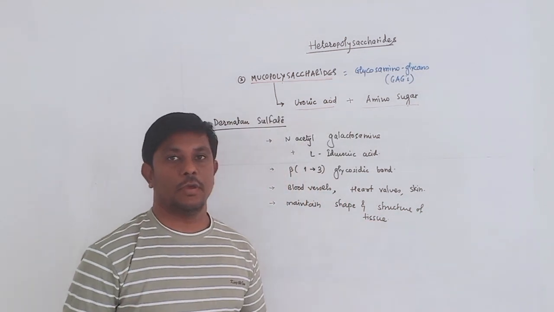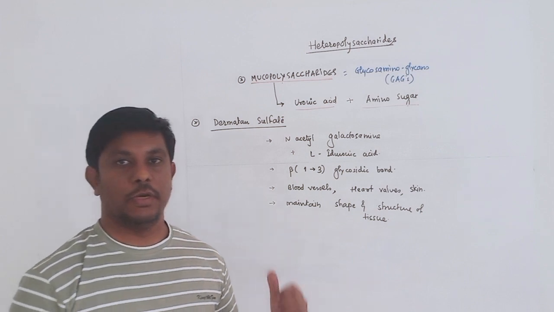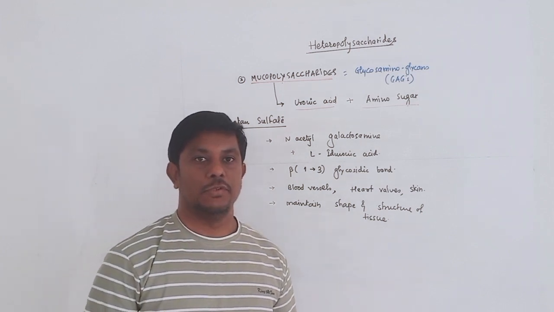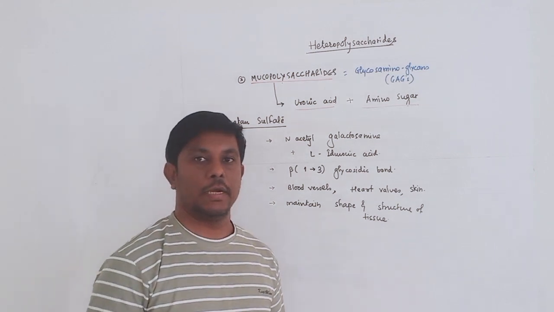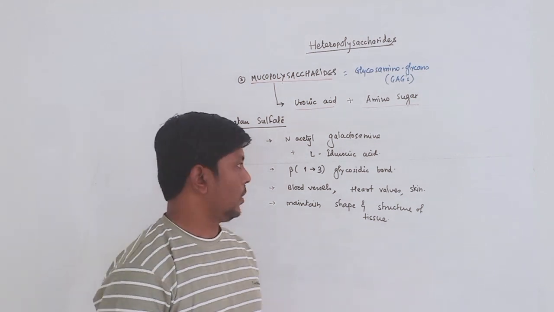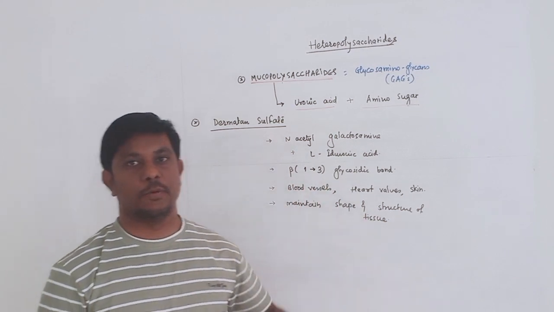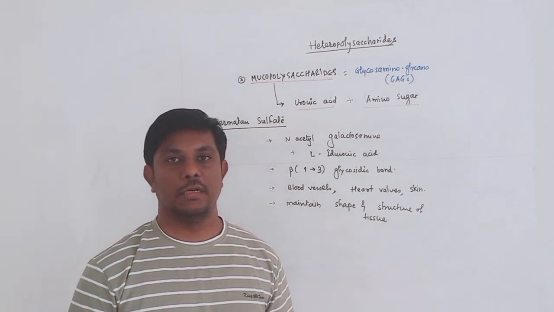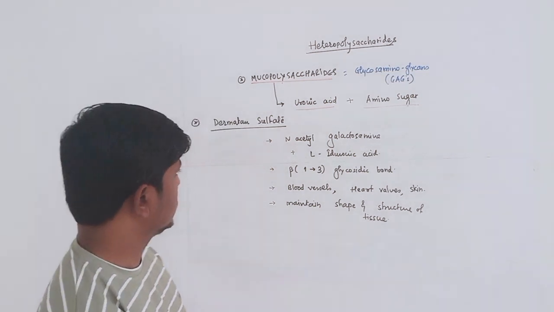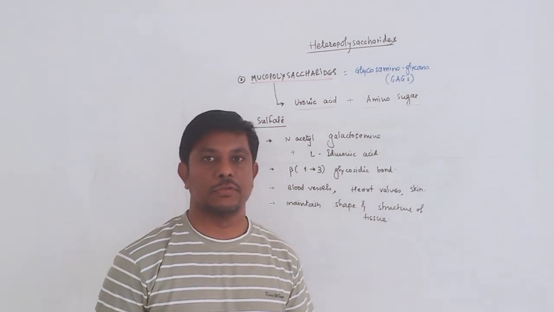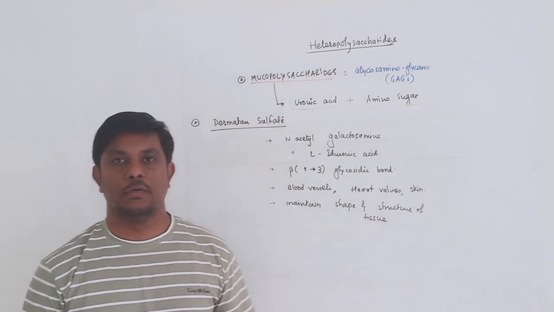Okay, so we have seen in today's video heteropolysaccharides, which are hyaluronic acid, dermatan sulfate, chondroitin sulfate, keratan sulfate, and heparan sulfate. So I hope the concept is clear behind the mucopolysaccharides and all about the polysaccharides. In the next video, we are going to see isomerism of carbohydrates. So see you in the next video.